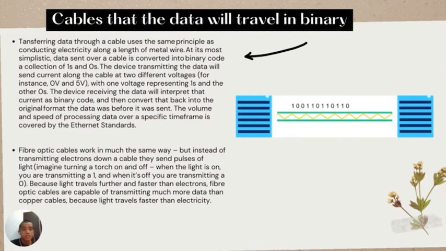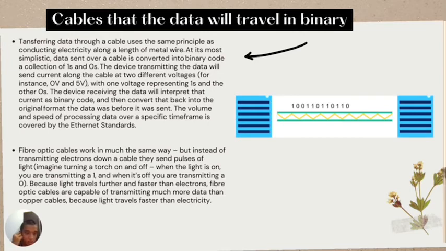So next, cables that the data will travel in binary. So tu contoh cables. Transferring data through a cable uses the same principle as conducting electricity along a length of metal wire. At its most simplistic, data sent over a cable is converted into binary code, a collection of 1s and 0s. The device transmitting the data will send current along the cable at two different voltages.